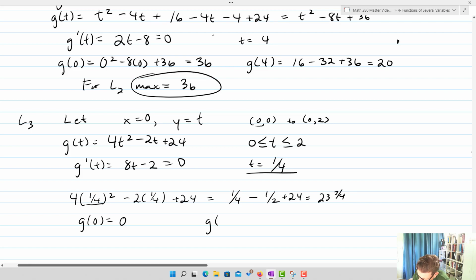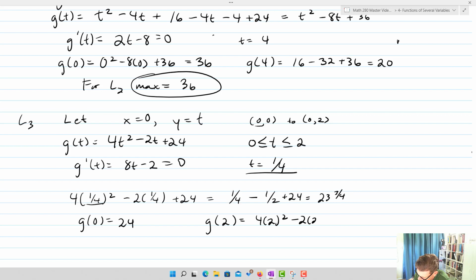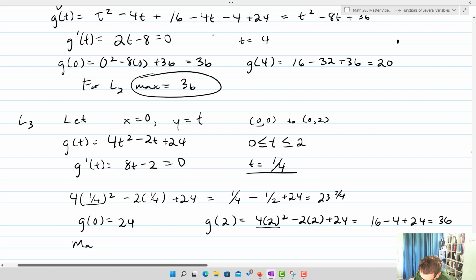Excuse me, g of 0 equals 24. And so g of 2 is going to be 4 times 2 squared minus 2 times 2 plus 24. So that's 16 minus 4 plus 24. And so that equals 36. So the max on L3 is 36.